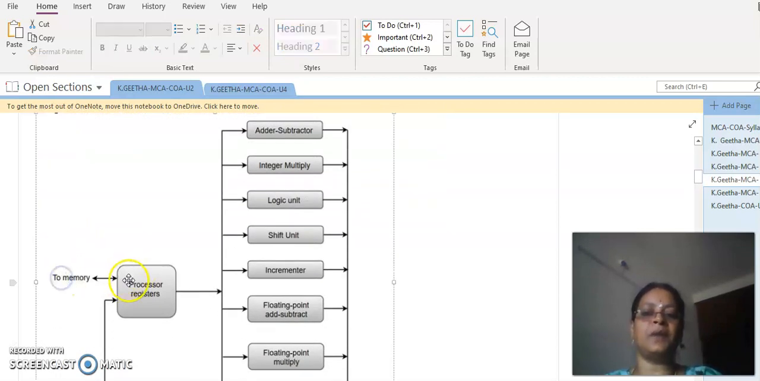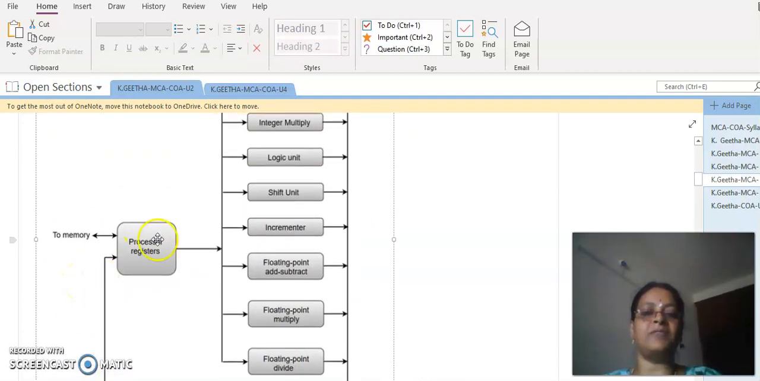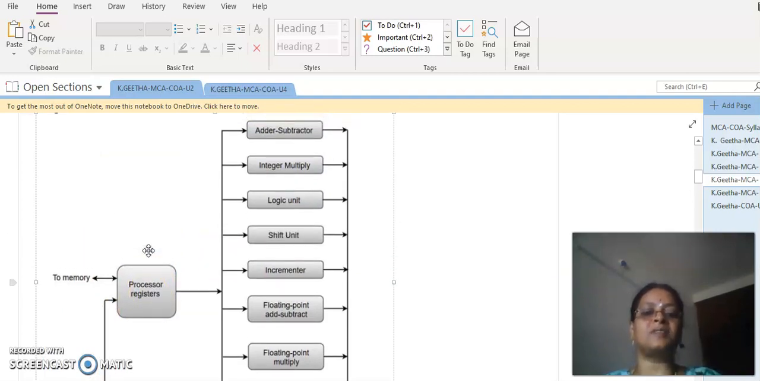Through the memory we will be receiving the instructions and the data, and we will have the processor registers to store all these data. In terms of functional units, the total functional units inside the CPU are an adder-subtractor, which is required to perform addition and subtraction operations, and a multiplier that can perform multiplication, exclusively designed for dealing with integer numbers. There is also a logical unit which performs all the logical operations, namely AND, OR, NOT, like that.